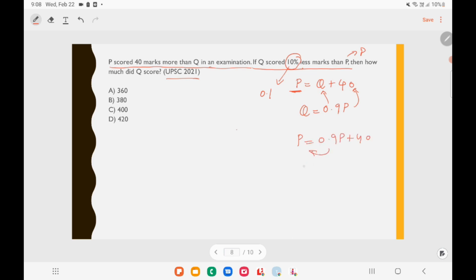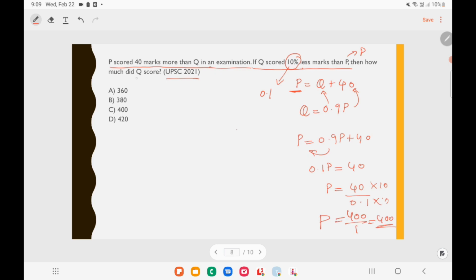Just take it here, you will get 1 minus 0.9 is 0.1P. 0.1P is equal to 40, or P is equal to 40 by 0.1. If you multiply both sides, denominator and numerator by 10, you will get 400 by 1, which is equal to 400. So we got that P is equal to 400.